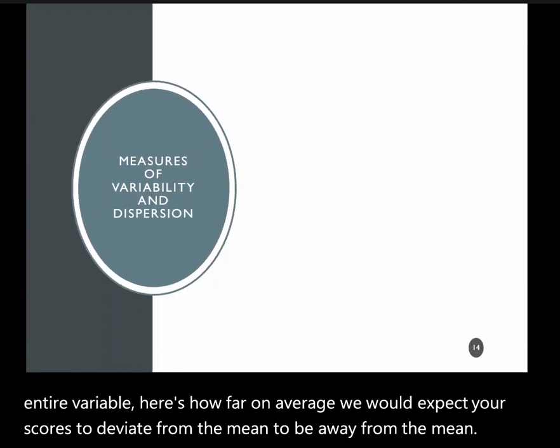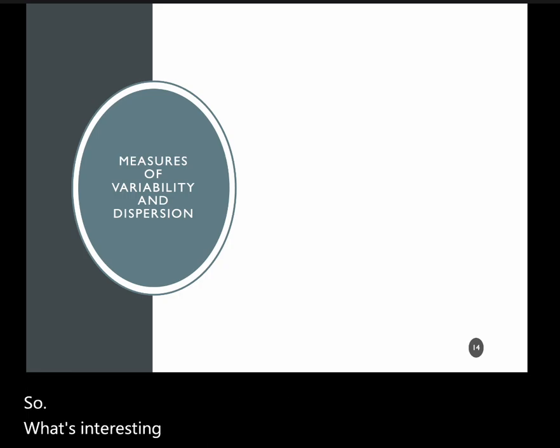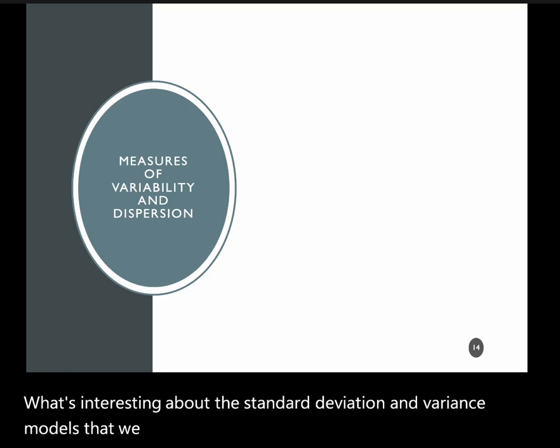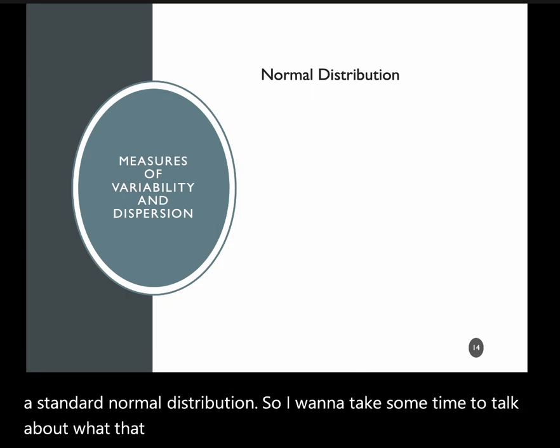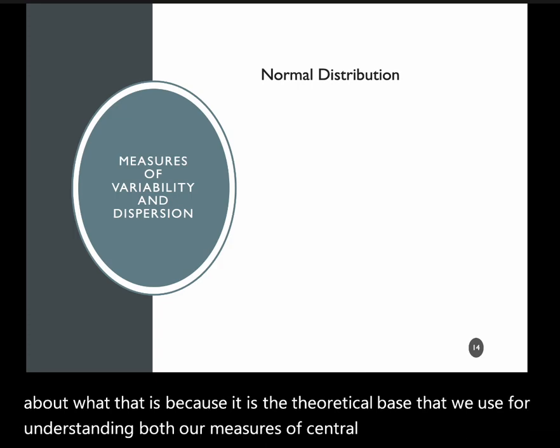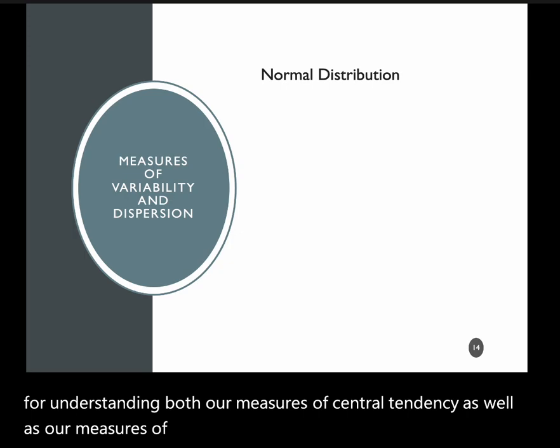So what's interesting about the standard deviation and variance models that we use is that both of them are based on what we call a standard normal distribution. So I want to take some time to talk about what that is because it is the theoretical base that we use for understanding both our measures of central tendency as well as our measures of variability and dispersion.